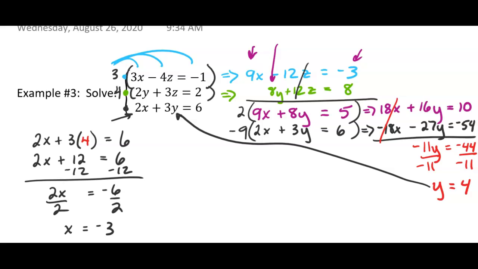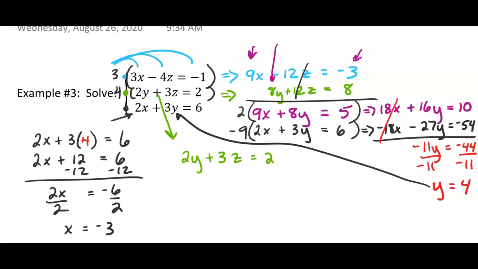Okay, so now I know x and I know y. I've got to find z. I can pick either the top one or the middle one. I'm going to pick that middle equation now. So I've got 2y plus 3z. Oh, I forgot to put the y in. That's okay, I'll do it on the next step.